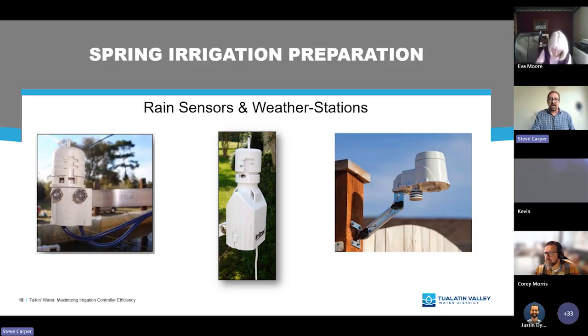Once your sprinklers are dialed in, you want to assess if you happen to have a rain sensor incorporated into your controller. You want to make sure that those are cleaned off and haven't gotten gummed up over the winter by leaves or any other debris, and make sure that your wires are connected. You've got good connectivity both at the sensor and in the controller.